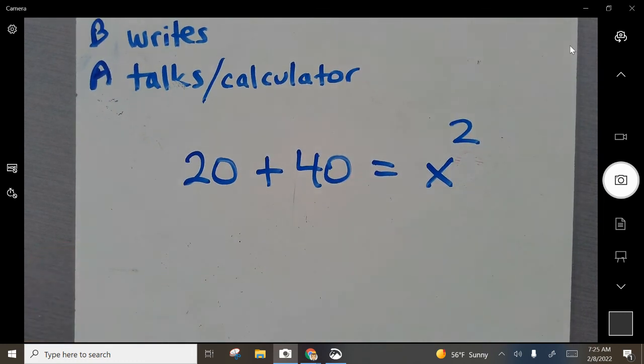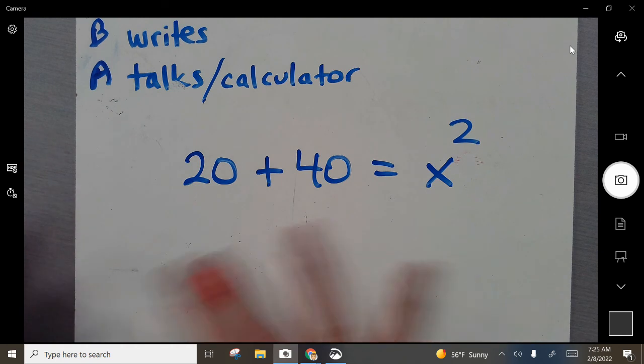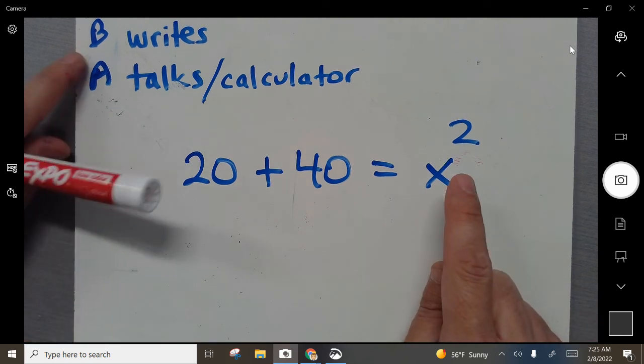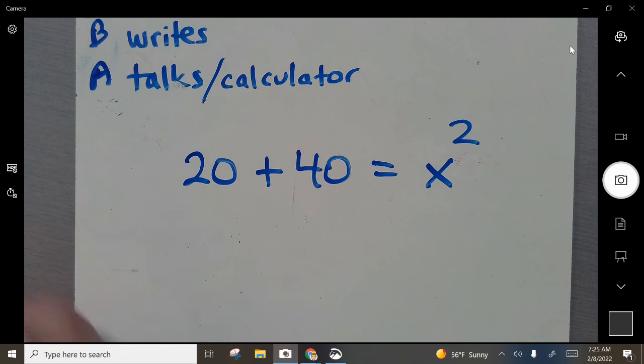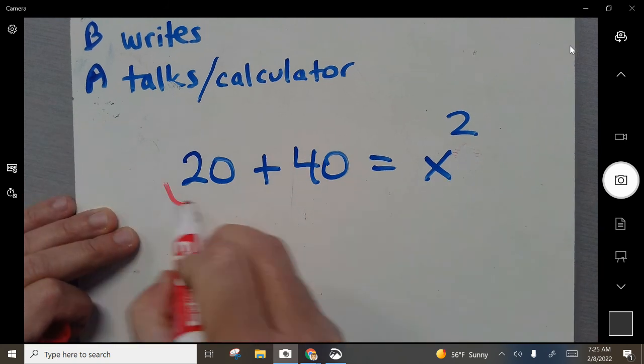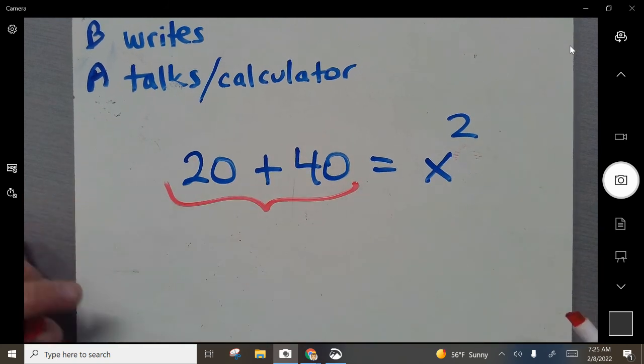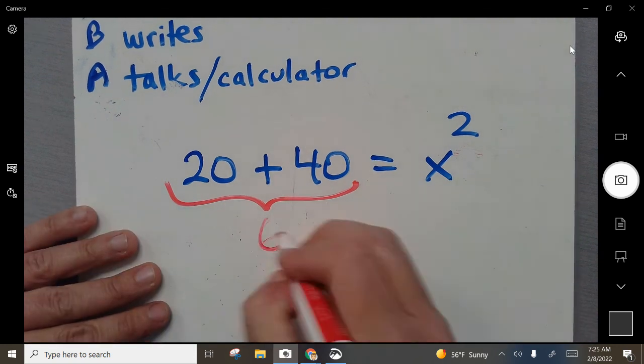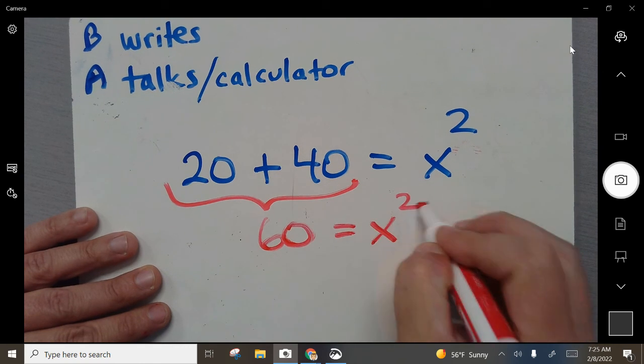Well, there's no letters or moving stuff to the left or moving stuff to the right. There is x squared here, okay? So B, you're going to write this out. Look at A. And A, we're going to talk this out kind of together. If you don't know what to do, these need to come together, okay? So that's all you have to do. Talk to your partner. Combine these like terms and try to do it right now. All right, if you know what to do, you're going to get 60 equals x squared.